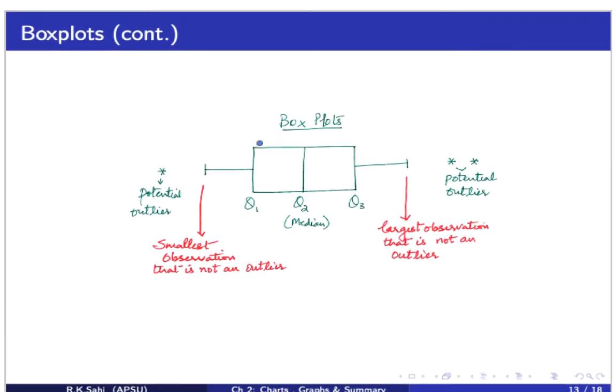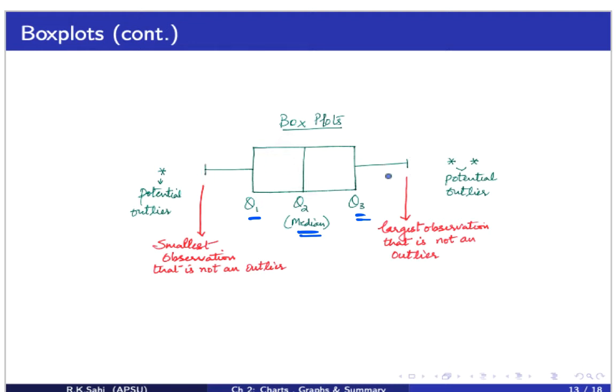I have made it horizontal, but sometimes you can make it vertical also. So let's start with the horizontal display of the box plot. You have a little box. On the left-hand side you have Q1, somewhere in the middle is Q2, which is the median, and Q3. Then we look at the potential outliers if they are present, and we use asterisks to represent them. And the box plot has some whiskers.